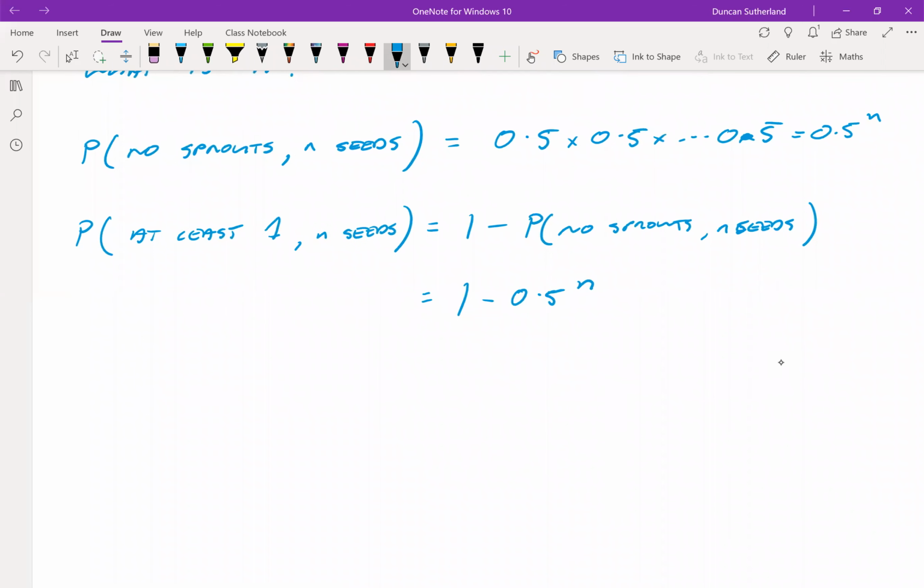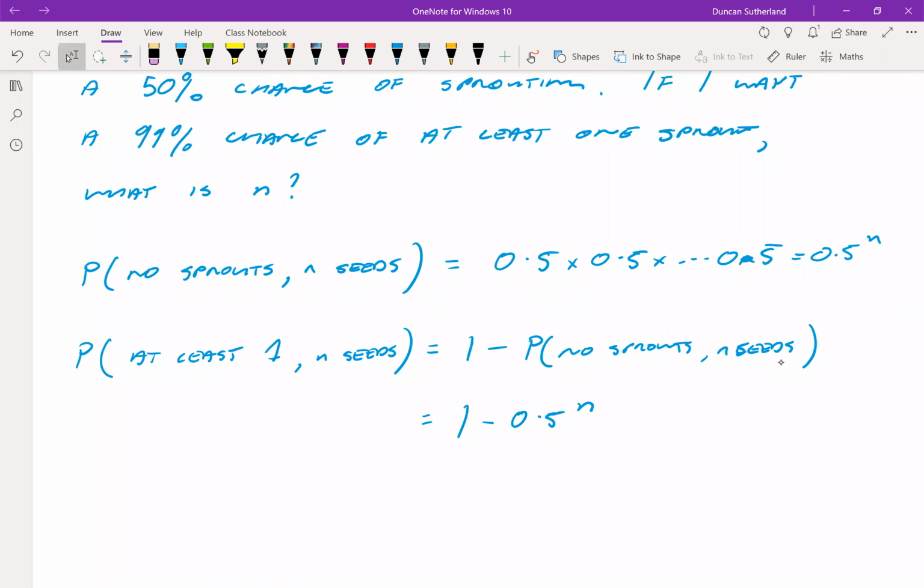Yeah, so the probability of this must be at least 0.99. So the probability of no sprouts is obviously 0.01. So we end up with an expression: 0.5 to the power of n is equal to 0.01. That's like our boundary, if you like, right?